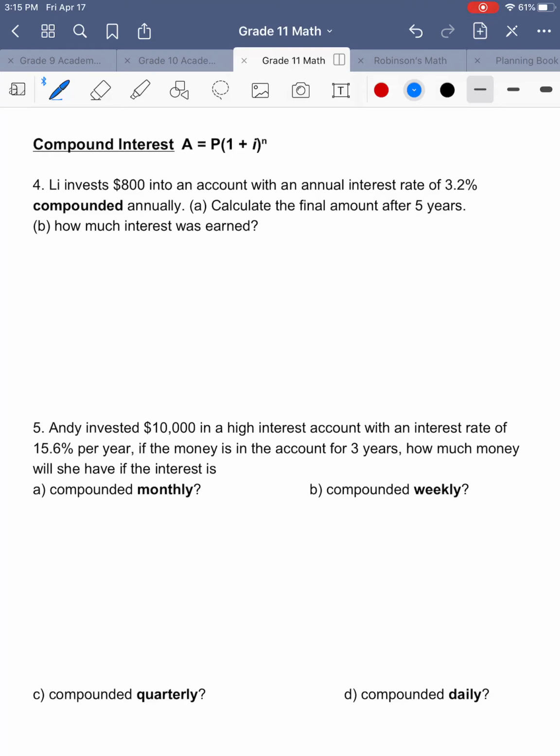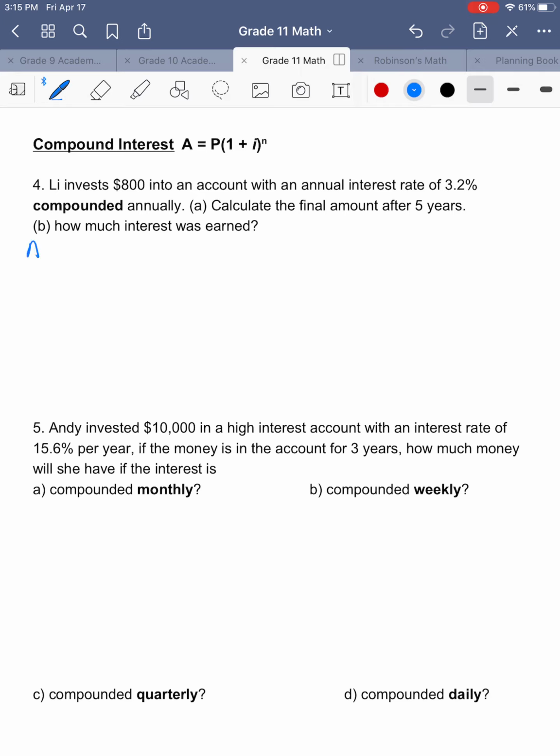Let's do some compound interest word problems. So in question 4, Lee invests $800 into an account with an annual interest rate of 3.2%, compounded annually. For part A, we're going to calculate the final amount after 5 years, and for part B, we're going to determine how much interest was earned.